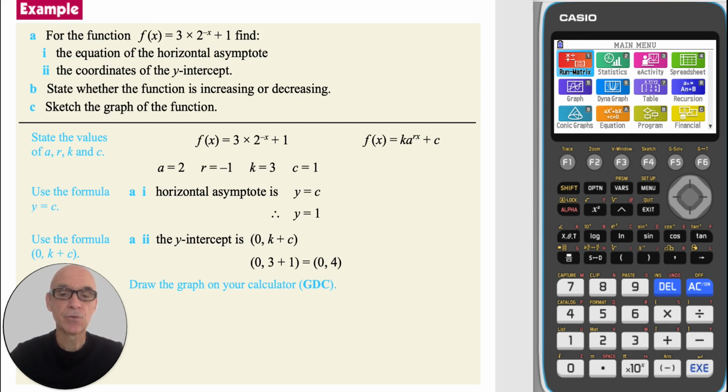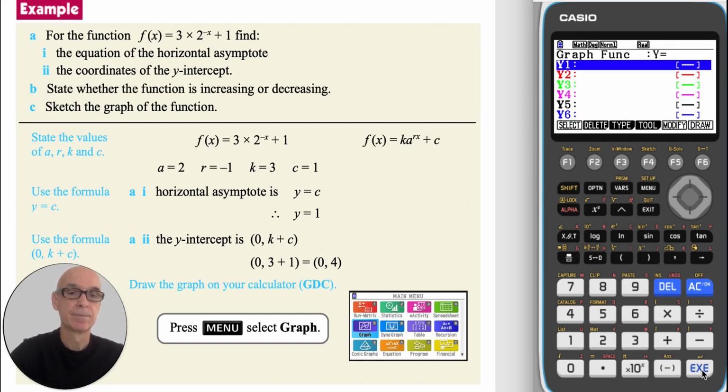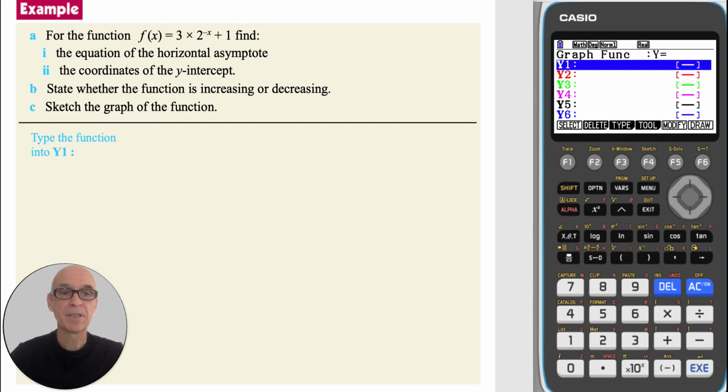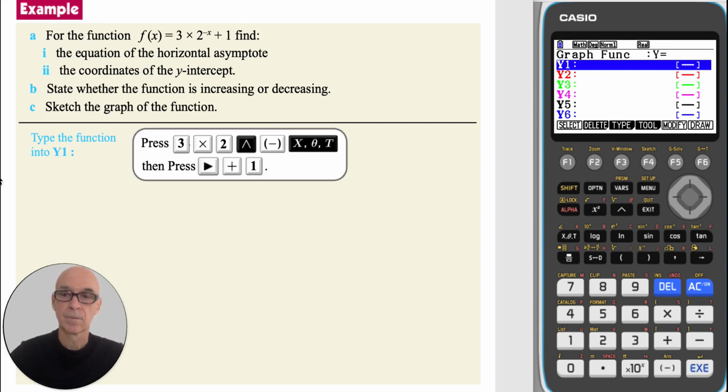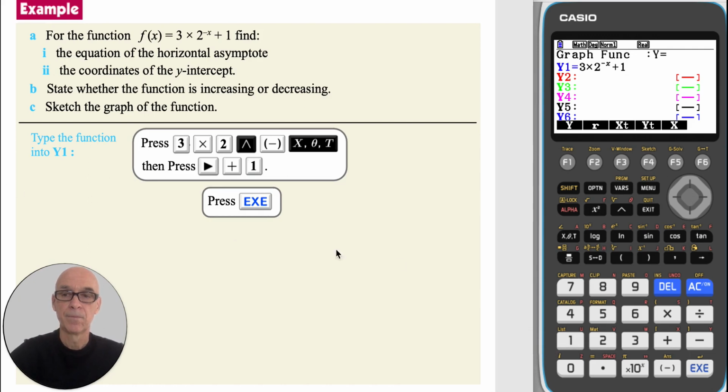Next, to draw the graph on the calculator, from the main menu, select Graph, and type the equation into y1. So pressing 3 times 2 to the power of, and pressing the negative button and the x variable button, and then press the right cursor to come down, and then +1. And pressing Execute to enter the equation.